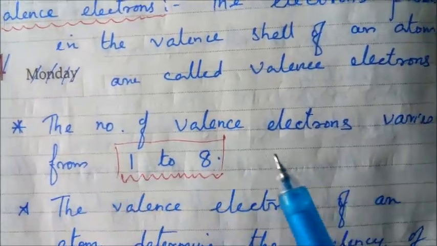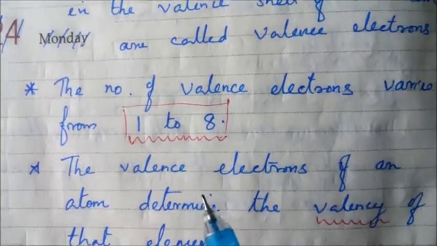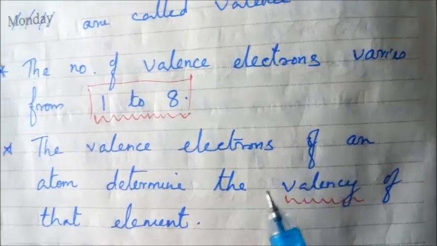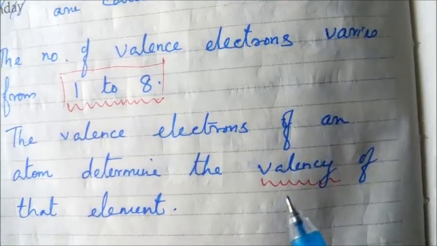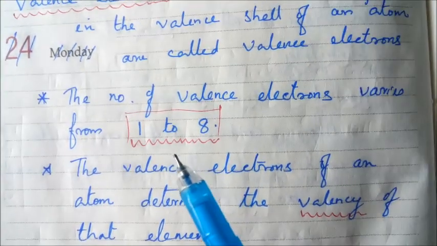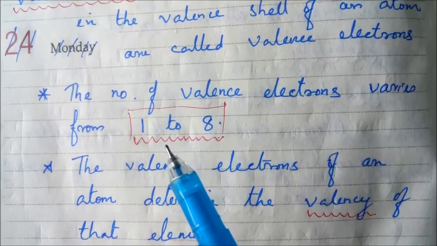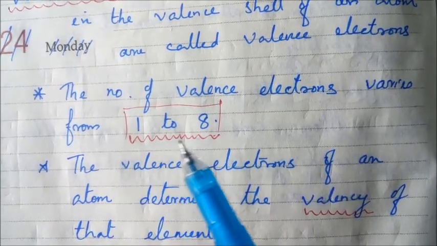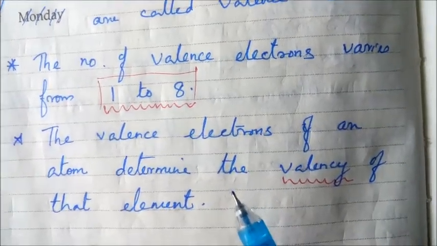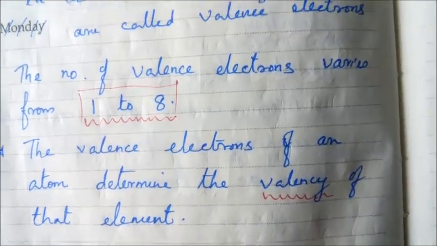So the number of valence electrons varies from 1 to 8. The valence electrons of an atom determine the valency of that element. These are the important informations. Valence electrons present in the valence shell from 1 to 8, and these electrons determine the valency of that element.